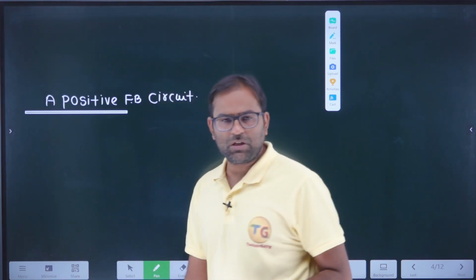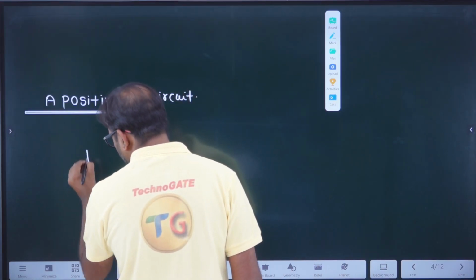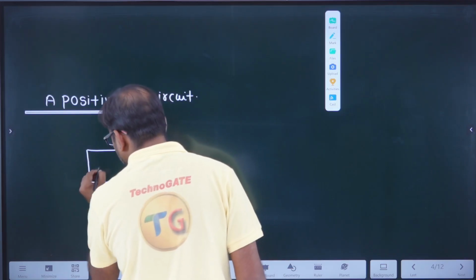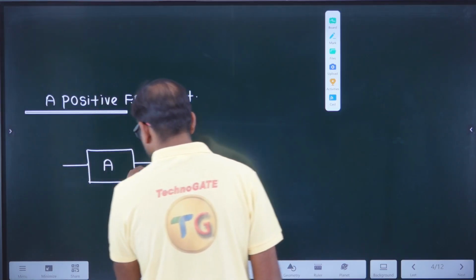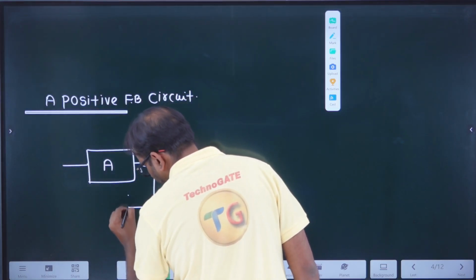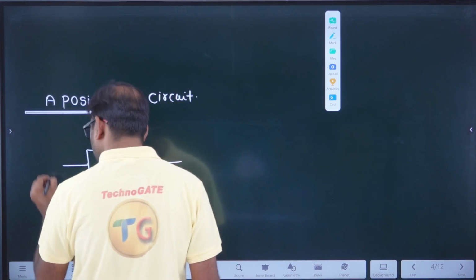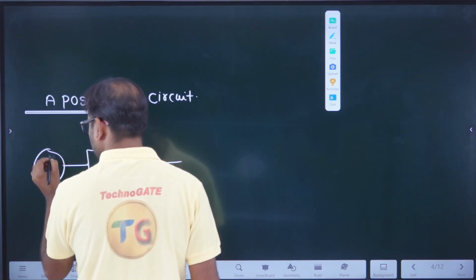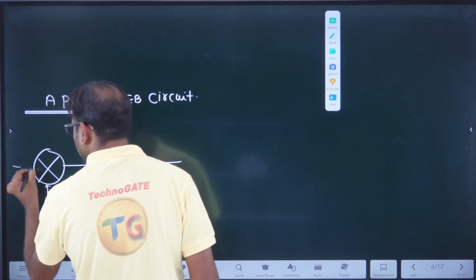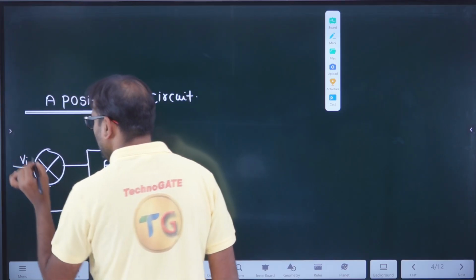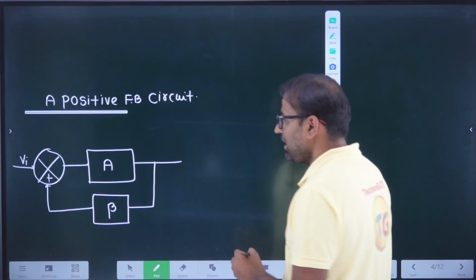What is the meaning of the positive feedback circuit? The meaning of positive feedback circuit is very simple. Suppose you are having this as your amplifier part. This is beta part and this is positive feedback. Always remember, here we want to specify this is closed loop positive feedback system. Always remember, we are using positive sign here and this is V out.